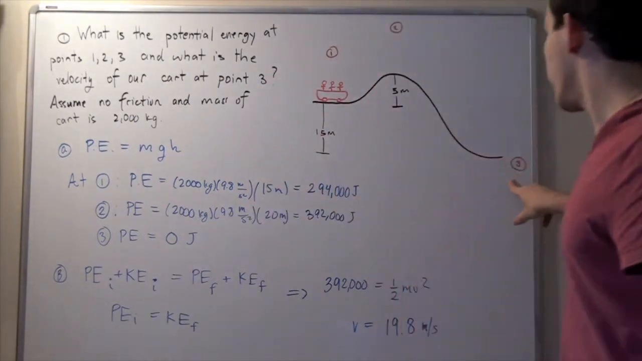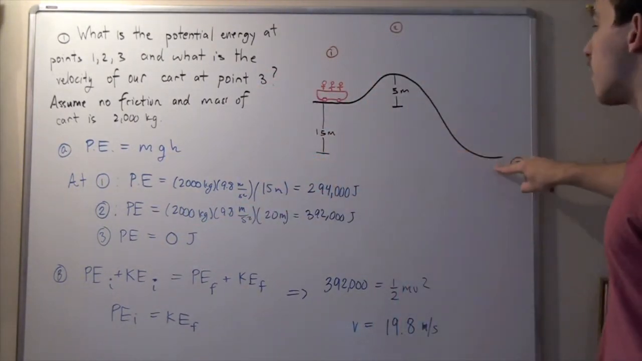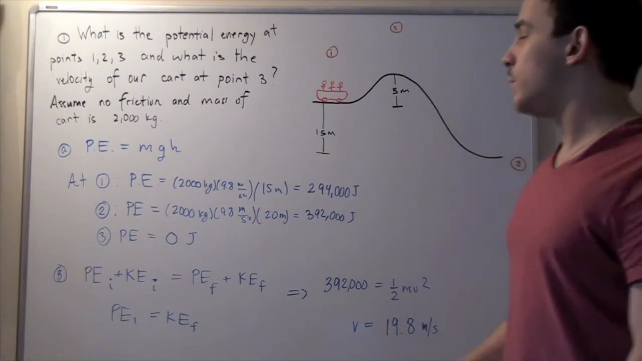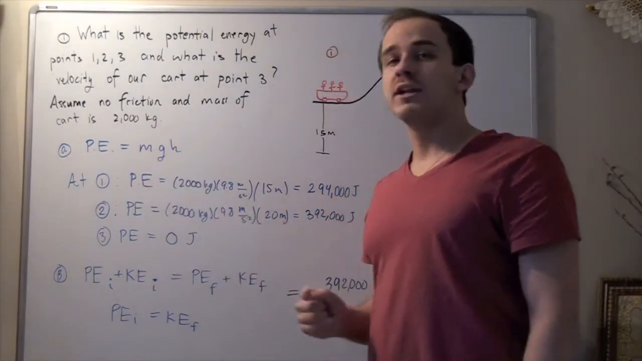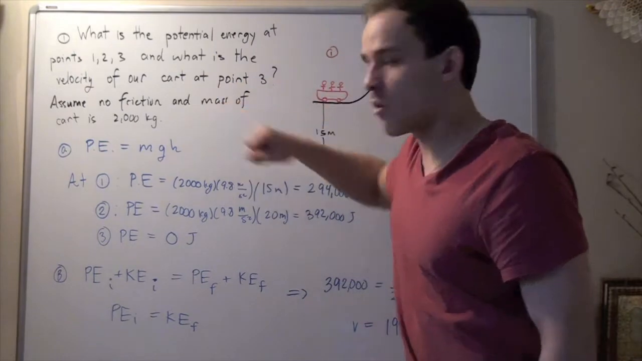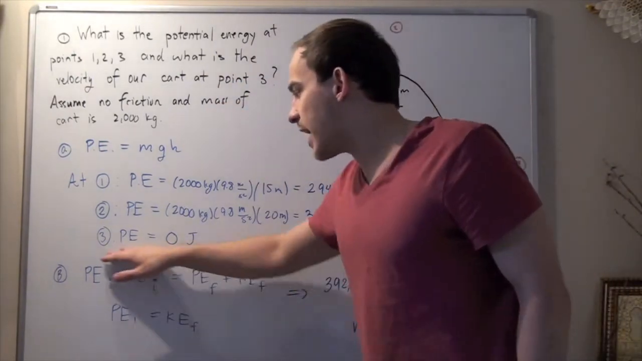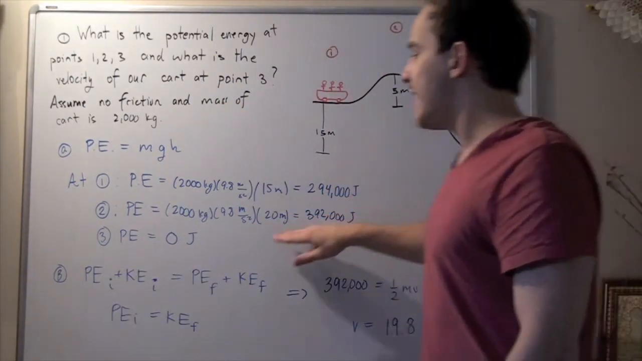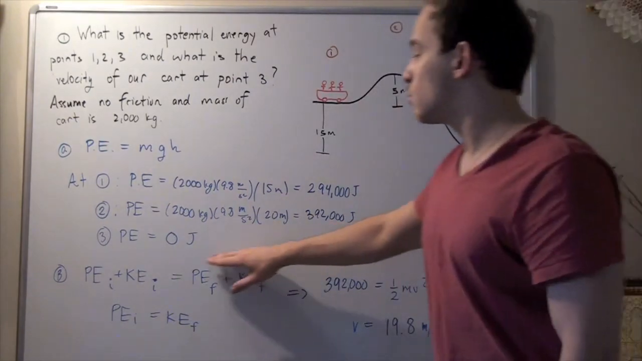So let's find at the third point how much potential energy. Well, at the third point we have the ground, so our height is 0. Therefore, if we plug in 2,000 and 9.8, we have to plug in 0 for the h. So our potential energy at point 3 is 0 joules.